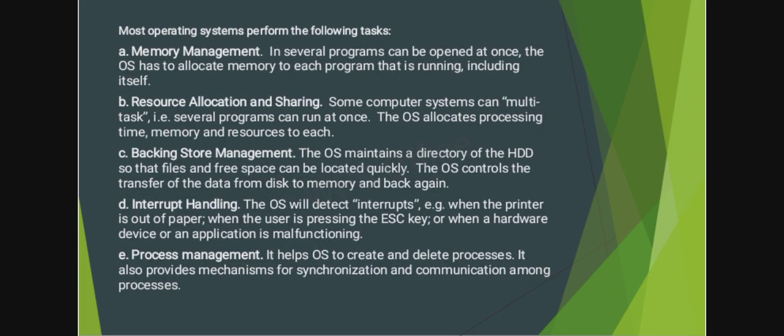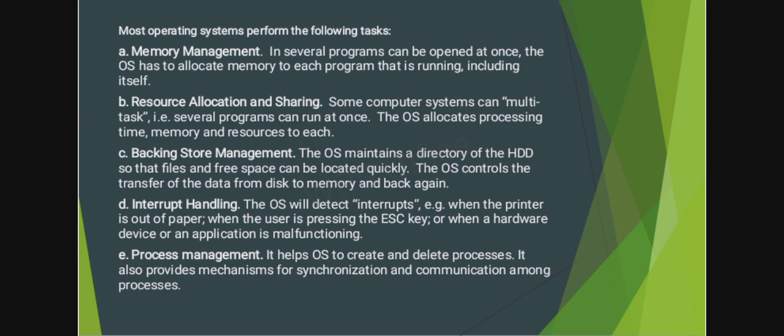First is memory management. Several programs can be opened at once. The OS has to allocate memory to each program that is running, including itself. Next is resource allocation and sharing. Some computer systems can multitask. For example, several programs can run at once. The OS allocates processing time, memory, and resources to each.